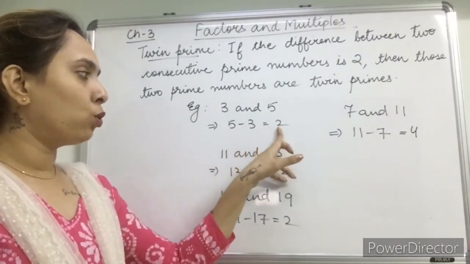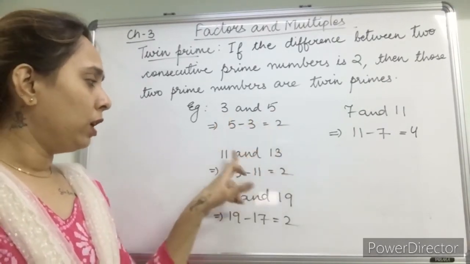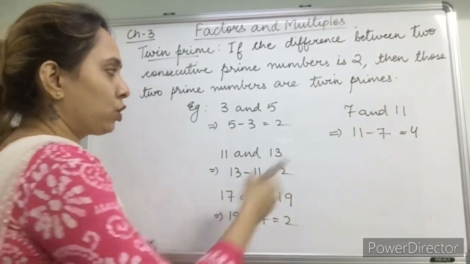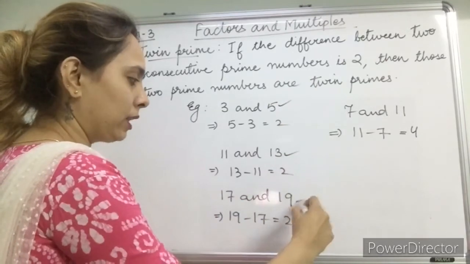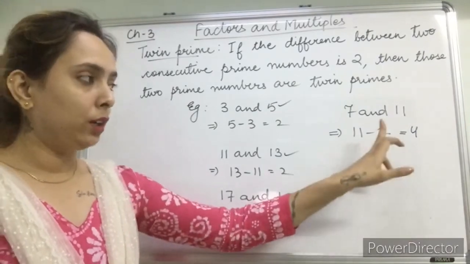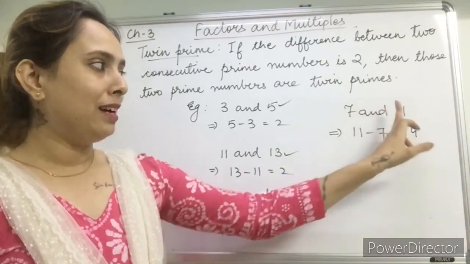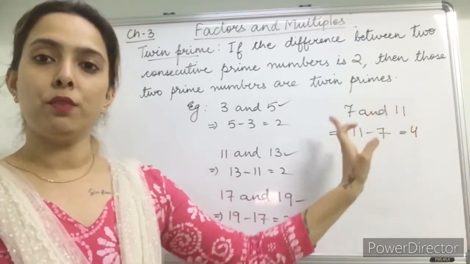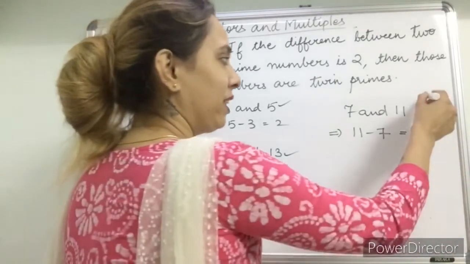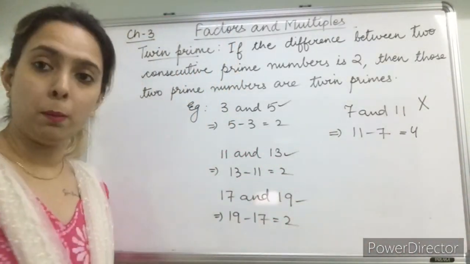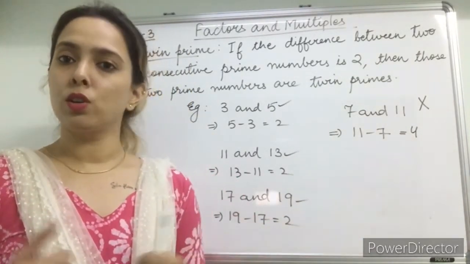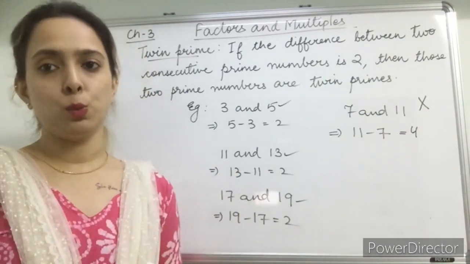So the difference between these two, 5 minus 3 is 2, 13 minus 11 is 2, 19 minus 17 is 2. So 3 and 5, 11 and 13, 17 and 19, they all are twin primes. Here you can see 7 is a prime number, 11 is a prime number, but the difference between these two numbers is 4. So 7 and 11, yes, they both are prime numbers, but they are not twin primes because the difference between these two numbers is not 2. So this was all about twin primes.